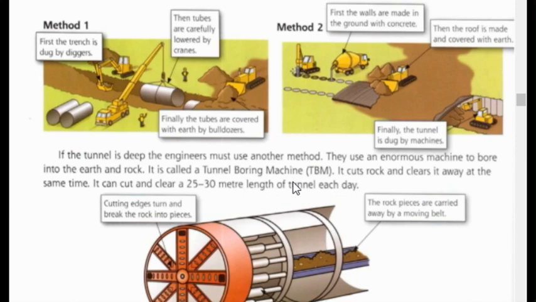طيب شوفوا الطريقة اللي بدنا نحكي فيها هون. cutting edges turn and break the rock into pieces. إذا هون بكسروا الصخور على الأطراف، هيك بتتكسر، تكون ماشي الآلة وتكسر، وبتكسر الصخور اللي بتدخل فيها الآلة إلى قطع صغيرة. The rock pieces are carried away by a moving belt.